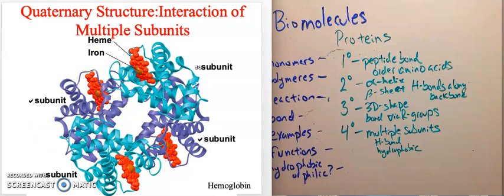So the example here on the slides is hemoglobin. Hemoglobin is the protein in our blood that carries oxygen. And it's actually made of 4 separate subunits. Each of these subunits by themselves would be a polypeptide. They don't work on their own, but when they assemble into their quaternary structure, now they can do the job of carrying oxygen in our blood.